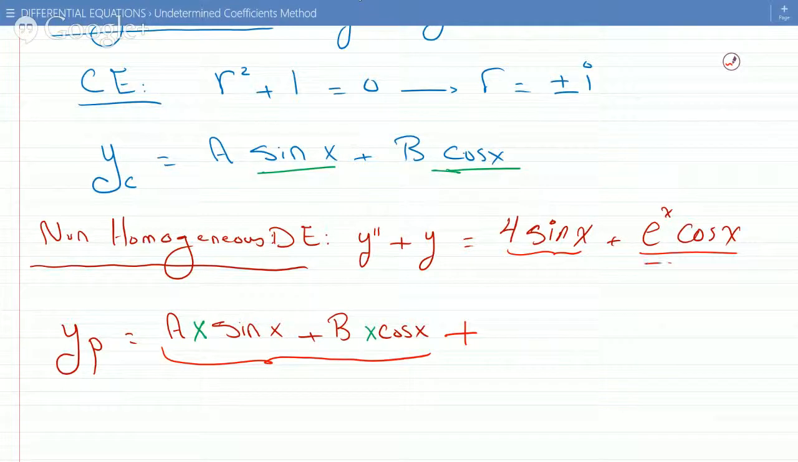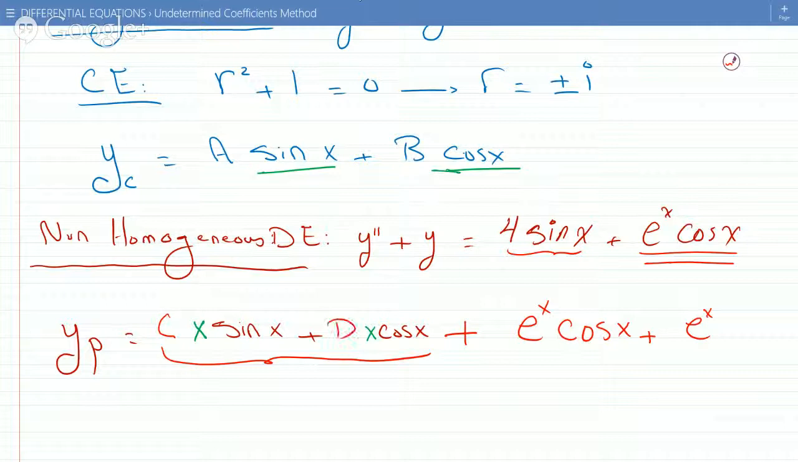Now we have to take care of the e to the x cosine. So e to the x cosine will have the e to the x cosine x plus the e to the x sine x, both. And then we have, of course, random coefficients here, yeah? Like a, b. Since we used a, b for complementary, let's use something different here. So c, d, e, f.